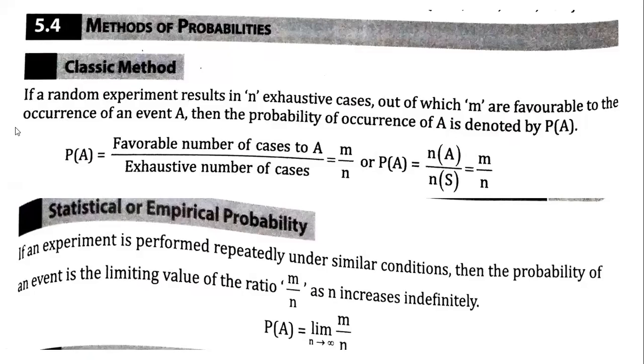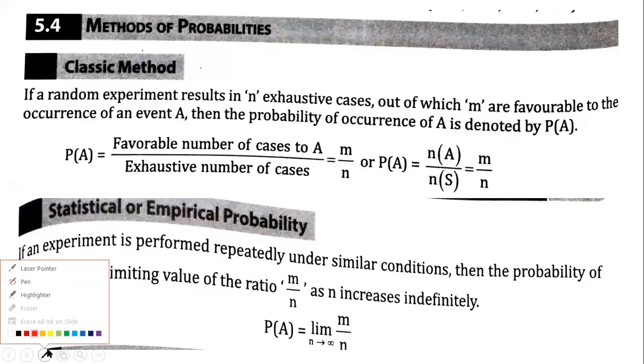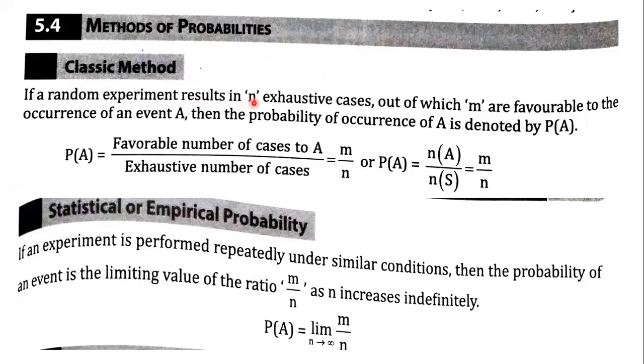So, in the classical method, if a random experiment results in n exhaustive cases, out of which m are favorable to the occurrence of an event A, then the probability of occurrence of A is denoted by P of A. Okay, so the probability of occurring of that event, the probability of getting heads when you toss a coin, is the probability of that occurrence of the event.